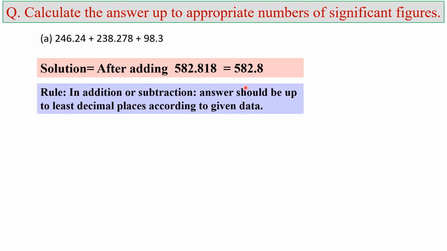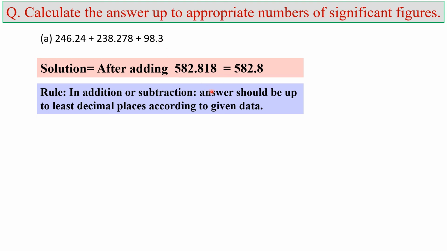Here we have applied the rule of rounding off numbers. According to that rule, in addition or subtraction, answer should be up to least decimal places according to given data. In our question, term with least decimal places is 98.3. So our answer is rounded off up to one decimal place.